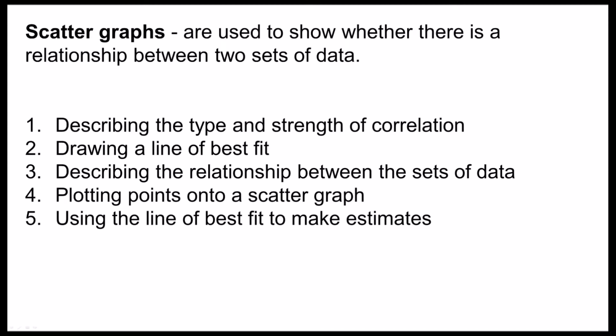Number 1 is describing the type and strength of correlation. Number 2 is drawing a line of best fit. 3 is describing the relationship between the sets of data. 4 is plotting points onto a scatter graph. And 5 is using the line of best fit to make estimates.